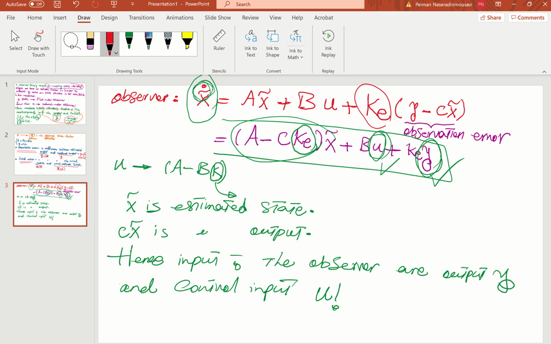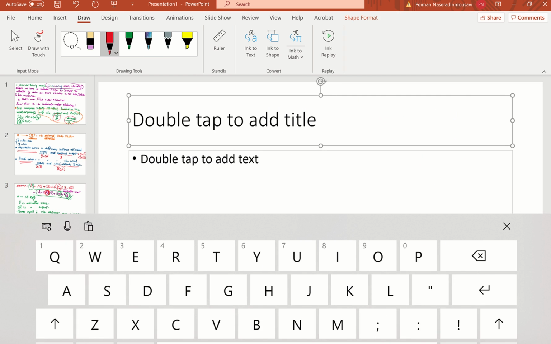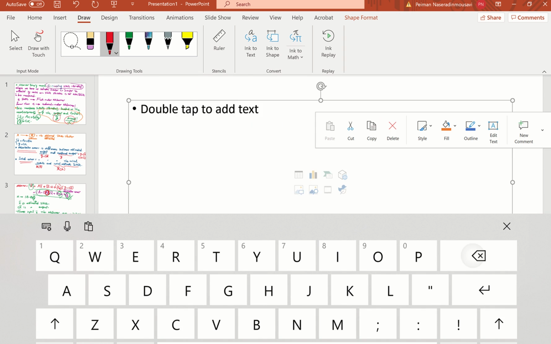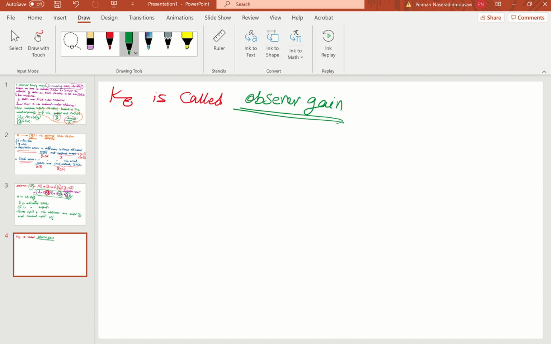Understand? Now, as I said, this is a gain that you have to tune, very similar to K that we did for the control signal. So KE is called the observer gain. The name of the K is observer gain, that you have to design.